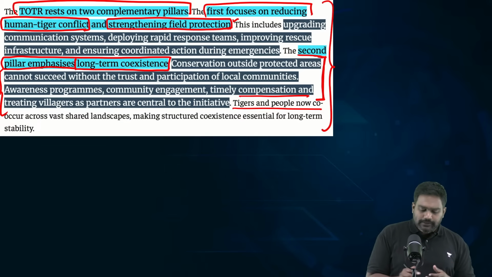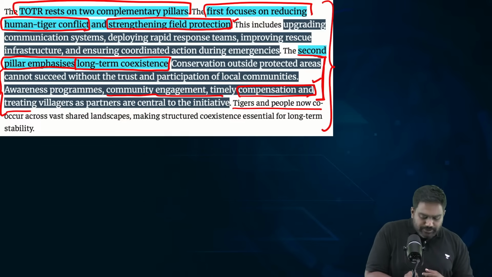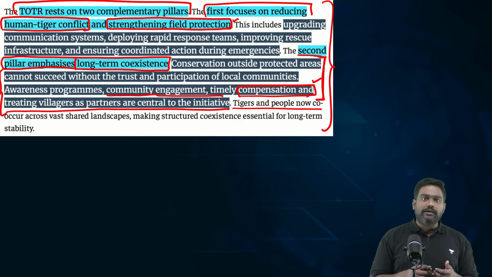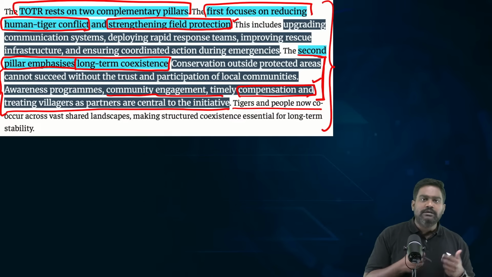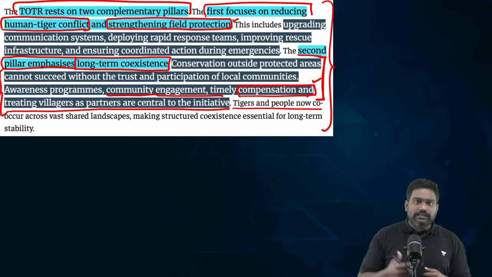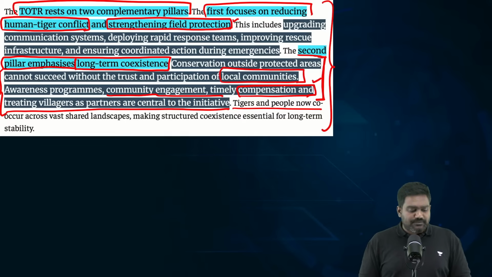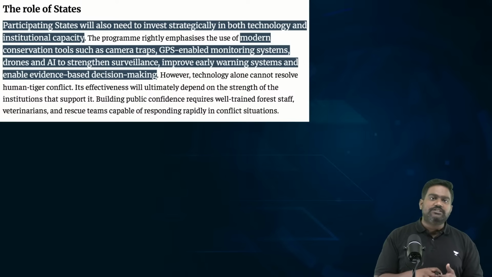If at all incidents occur, compensating the victims on time, ensuring that adequate community engagement is maintained, and treating the local communities as partners in this conservation program. They are not just victims of man animal conflict, but you should bring them on board as stakeholders, just like the State Forest Department, the Central Environment Ministry, and other institutions involved. Similarly, local community members, they should be brought on board as stakeholders as part of the conservation initiative. So these are the two pillars on which the TOTR initiative is being implemented.